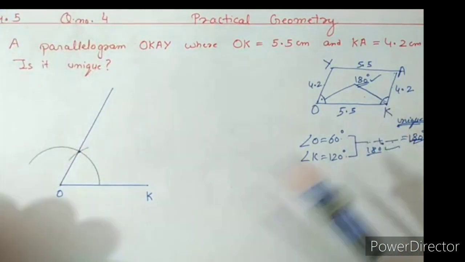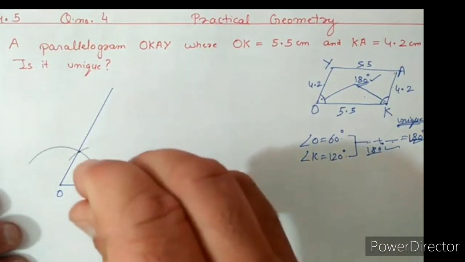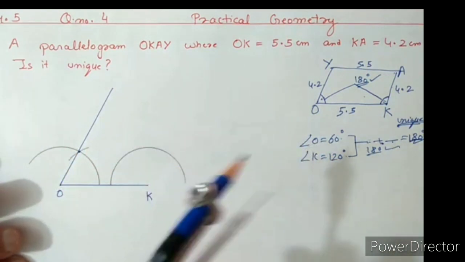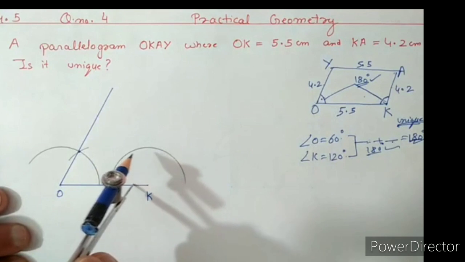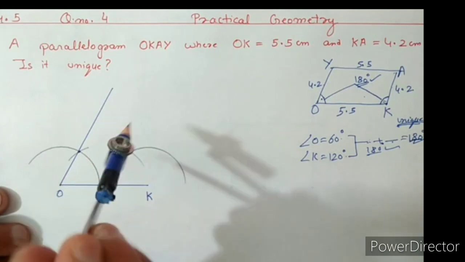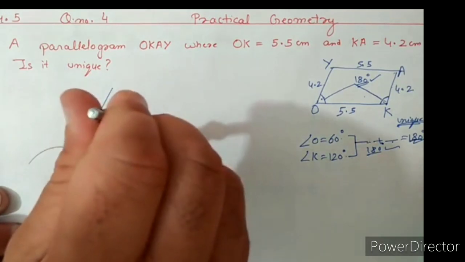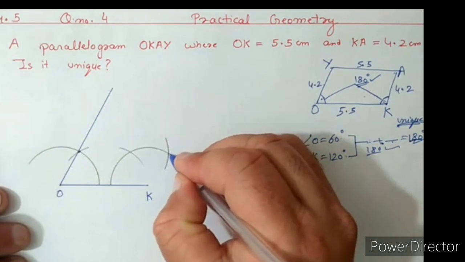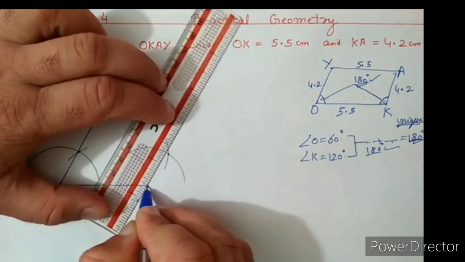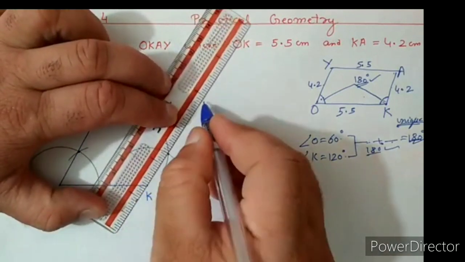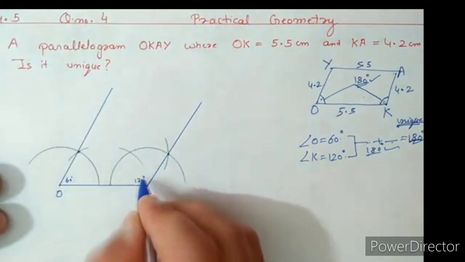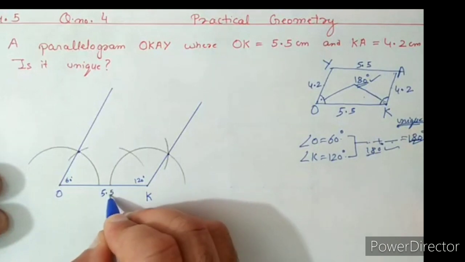Next step, at K, with any convenient radius, again draw a long arc intersecting. From the first intersecting arc, that is 60 degree, draw another 60 degree arc, and you will get 120. Through the second intersecting point, from K, draw another ray, that is 120 degree. Write the two angle measures. After constructing, you can check using the protractor.